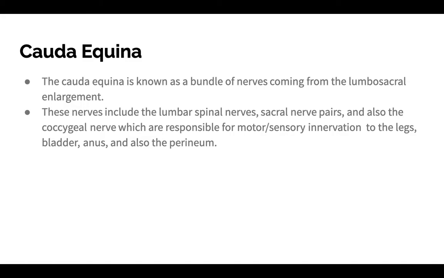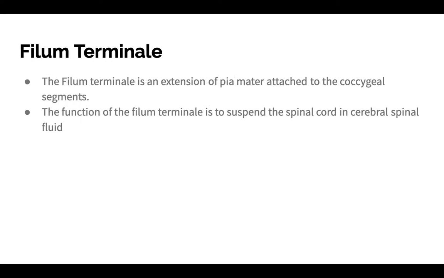Then we get into the cauda equina. This is considered a bundle of nerves coming from the lumbosacral enlargement. These nerves include lumbar spinal nerves, sacral nerve pairs, and also the coccygeal nerves, which are all responsible for motor and sensory innervation to the legs, bladder, anus, and also the perineum. Next, we have the filum terminale. This is known as an extension of pia mater attached to the coccygeal segments. The function of the filum terminale is to suspend the spinal cord and cerebrospinal fluid.